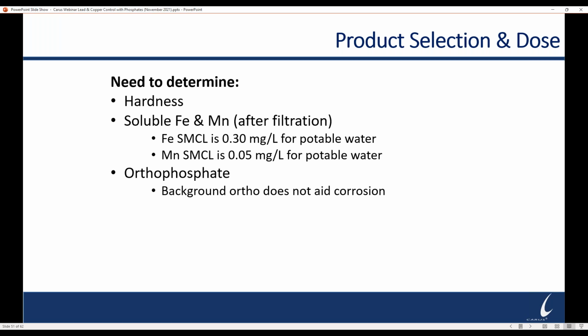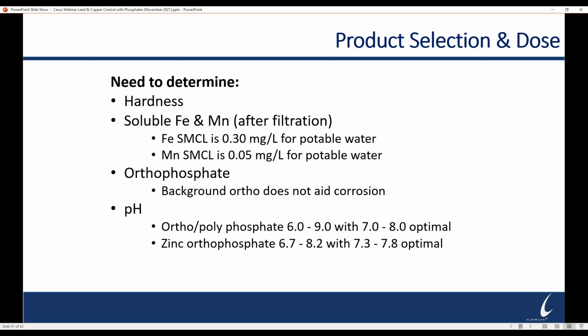Do you have background orthophosphate in your water? In the case of a groundwater, you might have a couple tenths of a part of background ortho. So your dosage is going to be in addition to that background ortho. So if you have 2/10 of a part of background ortho and your target dosage is 1, you'll really want to see 1.2 out in the distribution system. So in addition to what's in the background.